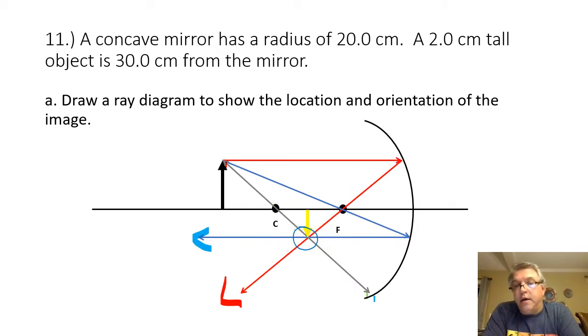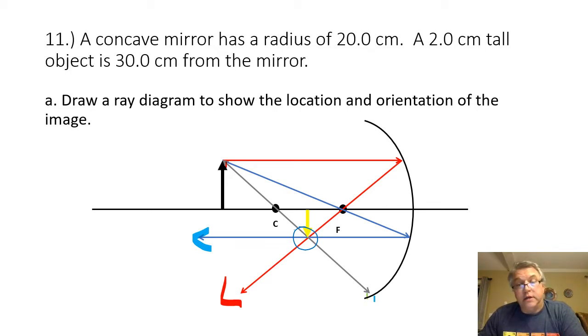We can see that we always start drawing our image from our principal axis. So the base of the arrow is always on the principal axis, and the point of the arrow is where my reflected rays intersect. So from this, I can see that I have a real image, that it is inverted, and that it is reduced. Reduced just means that the image is smaller in size than the object.